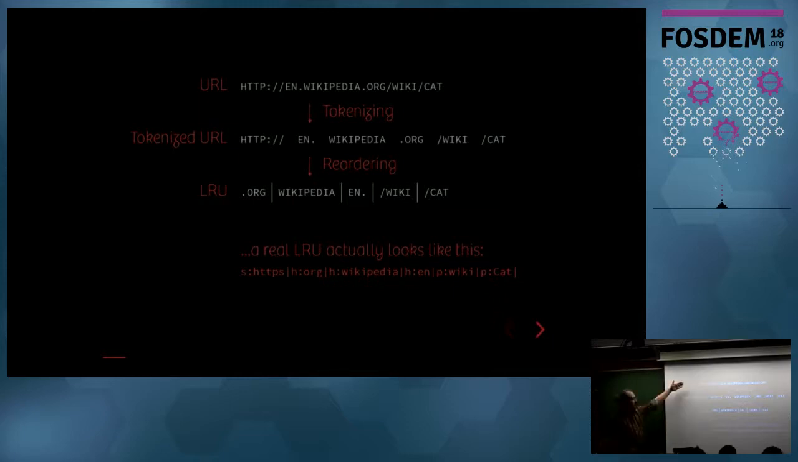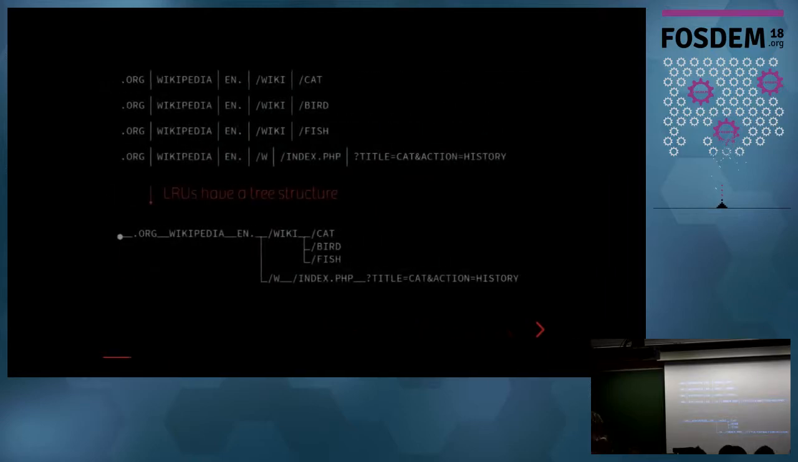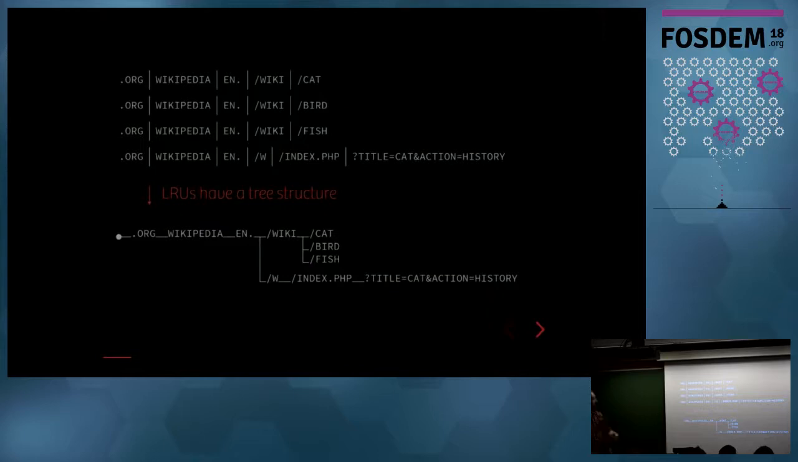Basically, we tokenize the URL in its different parts and we reorder it, which is pretty common, into what we call LRU, which is reverse URL, if you want. It's not completely reverse, it goes from the most generic part to the most specific part. So the first part before the path is reversed. Actually, they look more like that, but for the sake of simplification in my slide, I will stick to something a little easier to understand. If you do that, LRUs have a tree structure.